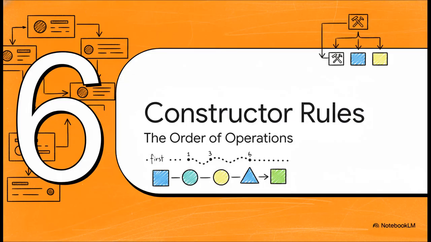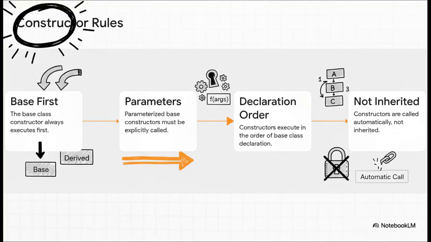Okay, last topic, and this one is super practical. Let's talk about constructors. When you create an object from a child class, a bunch of constructors get called. But in what order? There are rules for this. So here are the 4 key rules you gotta know.